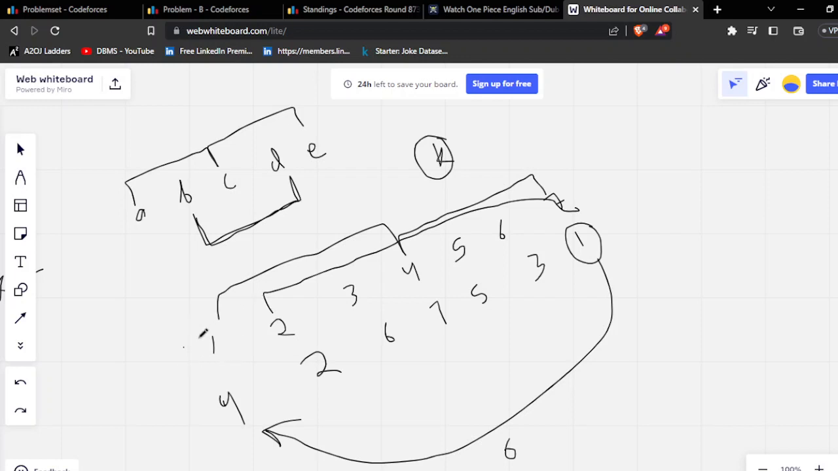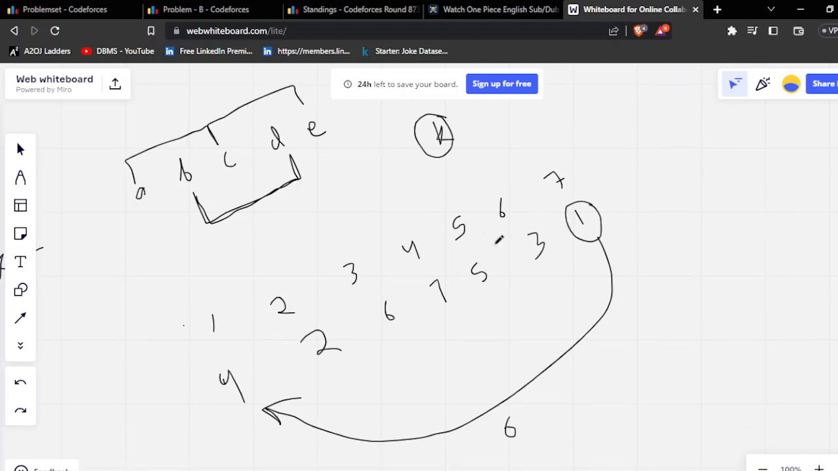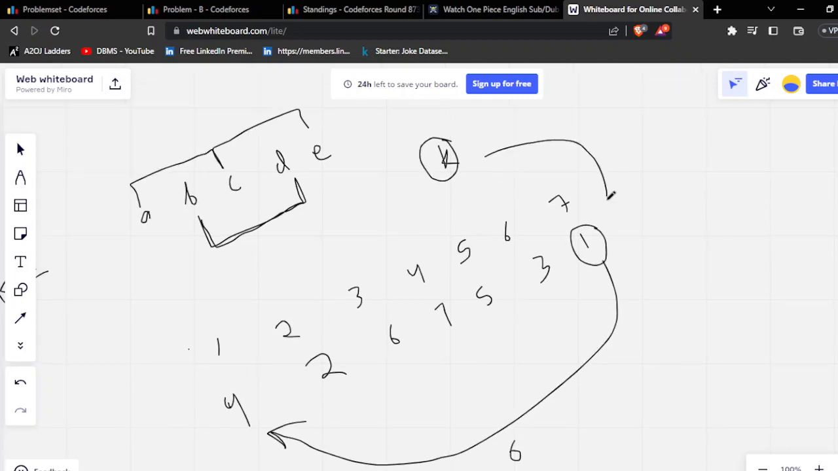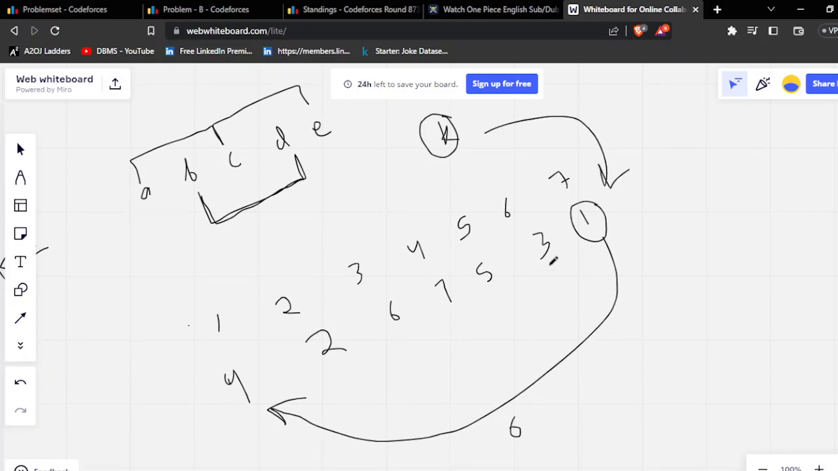So the possible k value for a particular element can be a multiple of its shift, a multiple of the difference between the position and the element. The position is 7 and the element is 1, so 7 minus 1 is 6, and k should be a multiple of 6. For this one, what should k be? k should be a multiple of 3, because 6 minus 3 is 3.